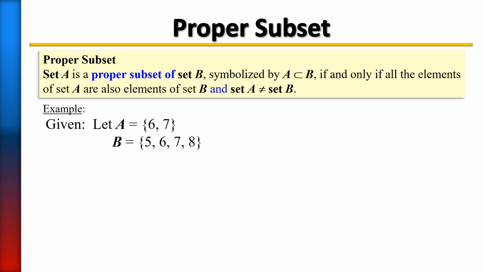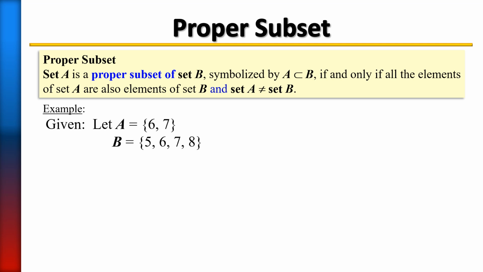So here we're given set A that has the elements 6 and 7. Set B has the elements 5, 6, 7, and 8. And we want to know if set A is a proper subset of set B. So let's see, are all the elements in A, which are 6 and 7, in B? Yes, 6 and 7 are in B as well. Are the two sets equal to one another? No, they're not equal. They don't have the same exact number of members in the set. So this is an example of what we would call a proper subset.